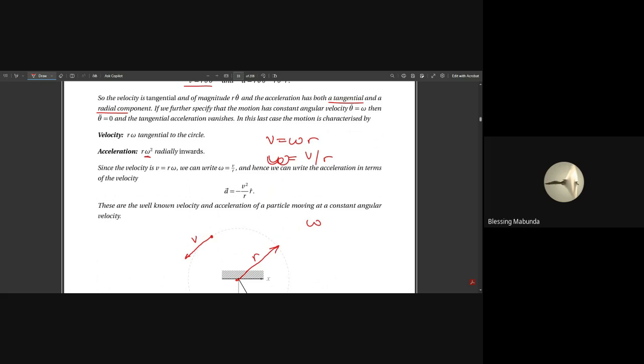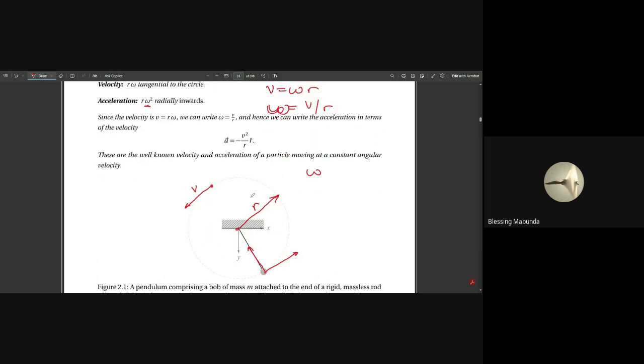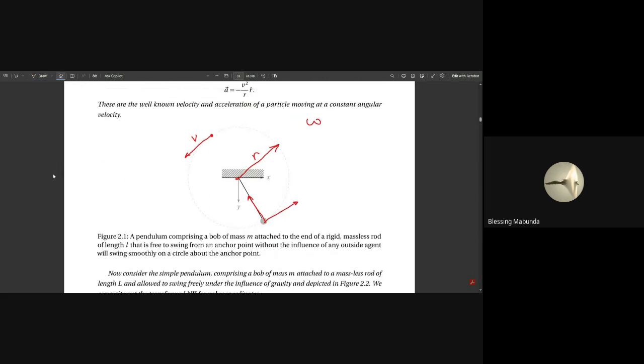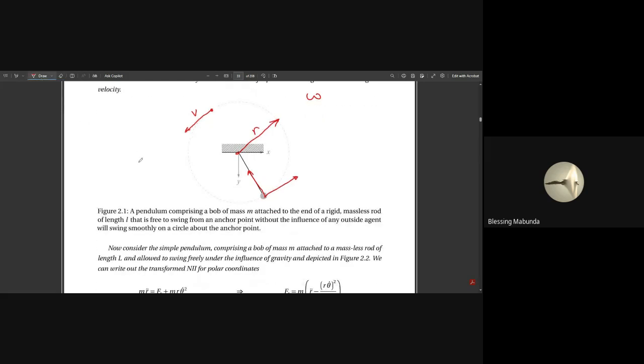And the minus sign is due to the fact that this acceleration is pointing towards the center, towards the origin. So it's negative in that direction, and if it was pointing in that direction, it would be positive. So that's how the radial direction is set up. It's set up in such a way that what points inwards is negative and what points outwards is positive.